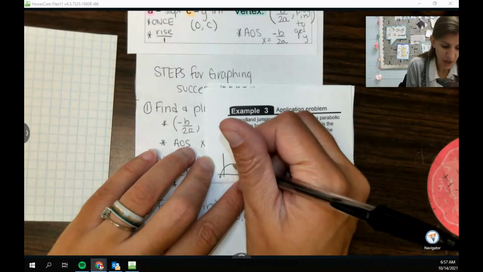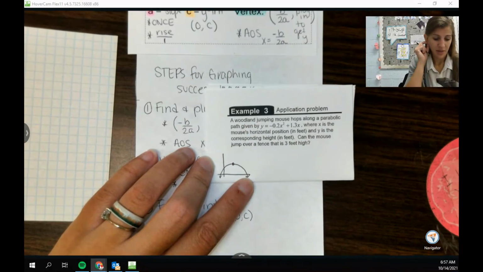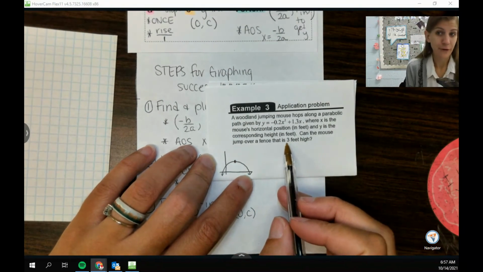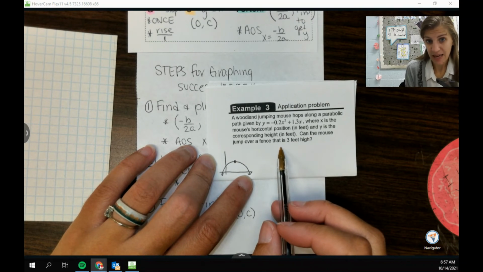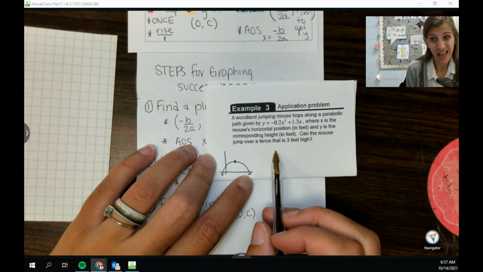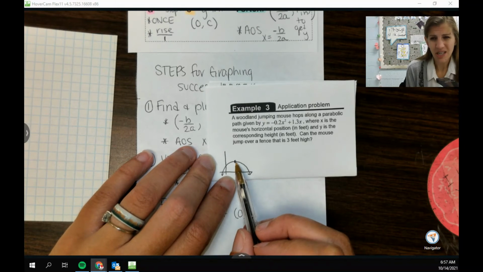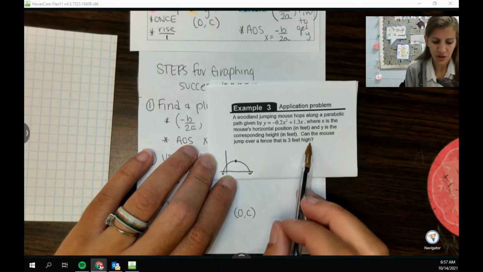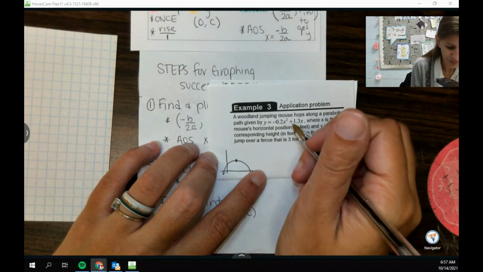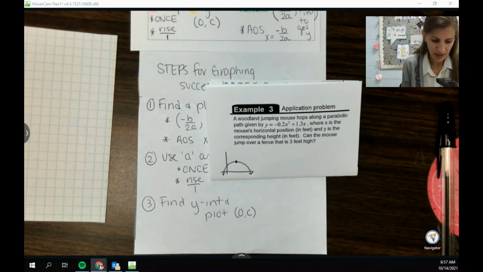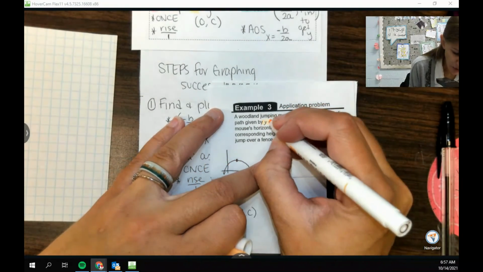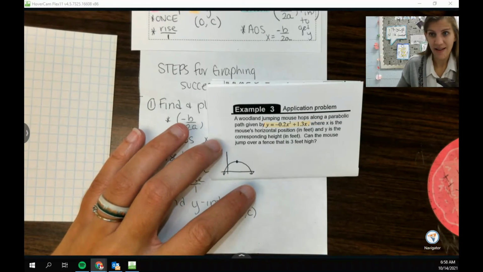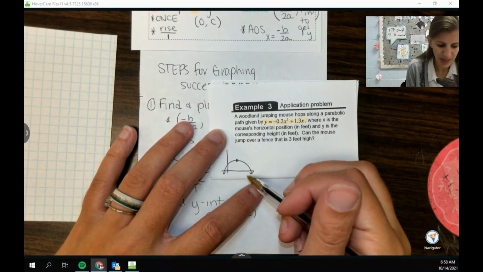Well, I want to know how high the mouse can jump, because if he can jump 3 feet or more, then he'd be able to make it, and if not, then he can't. So I really just need to know what the vertex is and how high it is, and I'll know if he can make it or not. Taking my equation right here, it totally makes sense that my graph would look like this because we have that negative a value. So this graph should be pointing down.